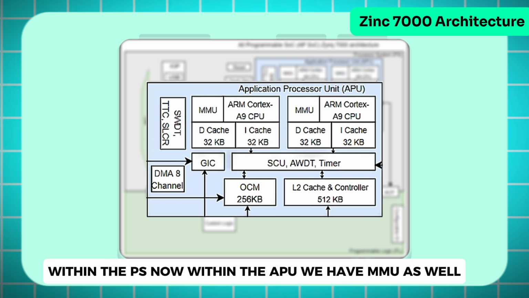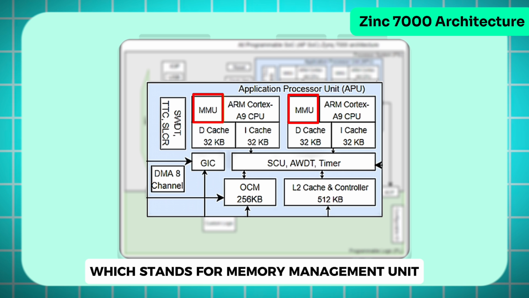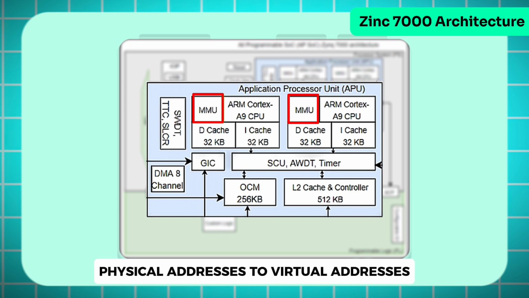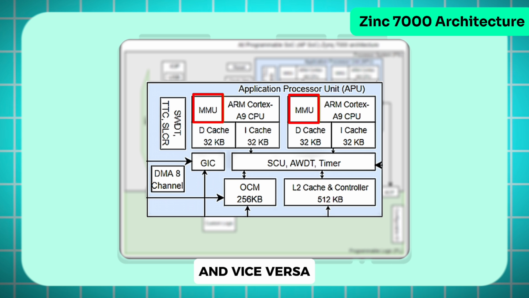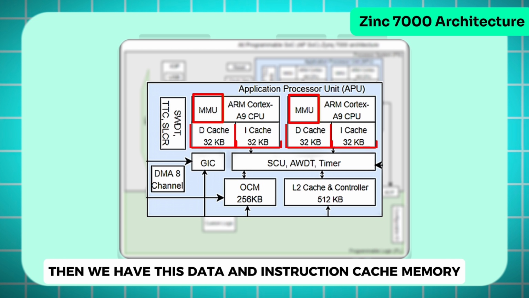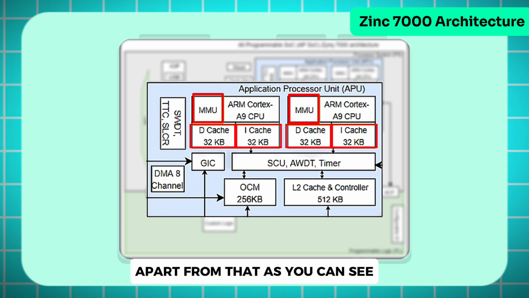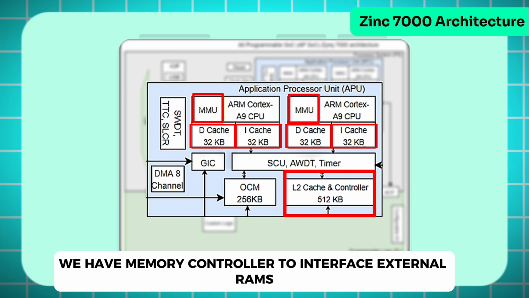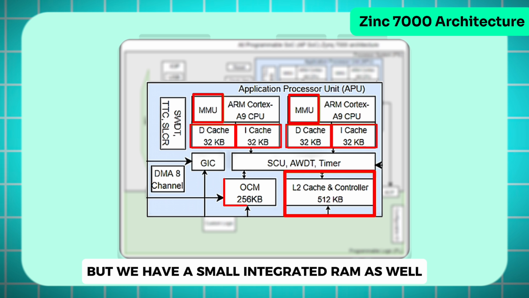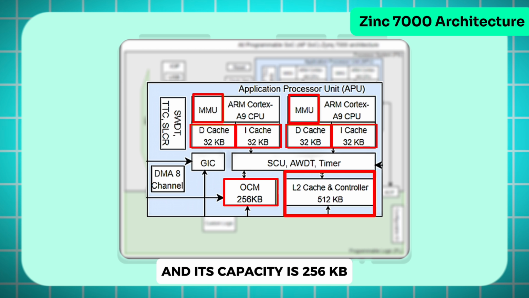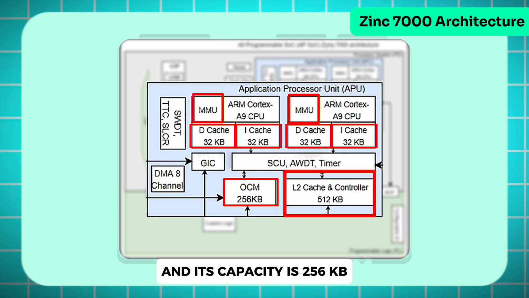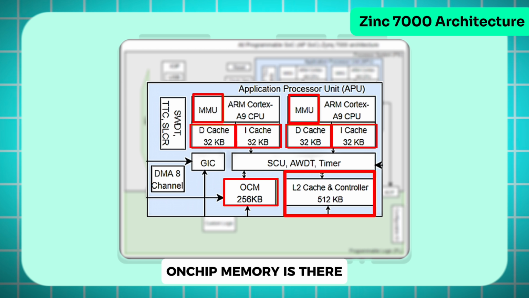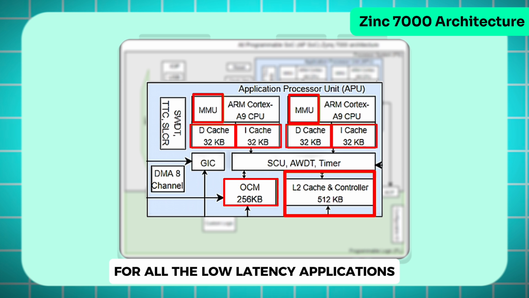Now within the APU we have the MMU as well, which stands for Memory Management Unit, and which translates physical addresses to virtual addresses and vice versa. Then we have the data and instruction cache memory. Apart from that, we have a memory controller to interface external RAMs, but we have a small integrated RAM as well, and its capacity is 256 KB. Here OCM stands for on-chip memory. So this on-chip memory is there for all the low latency applications.